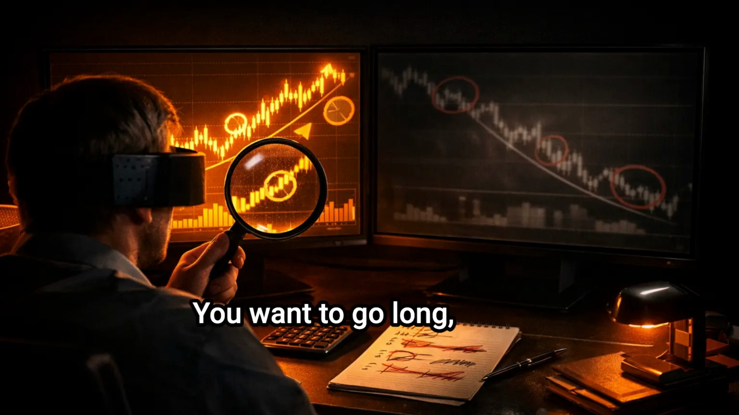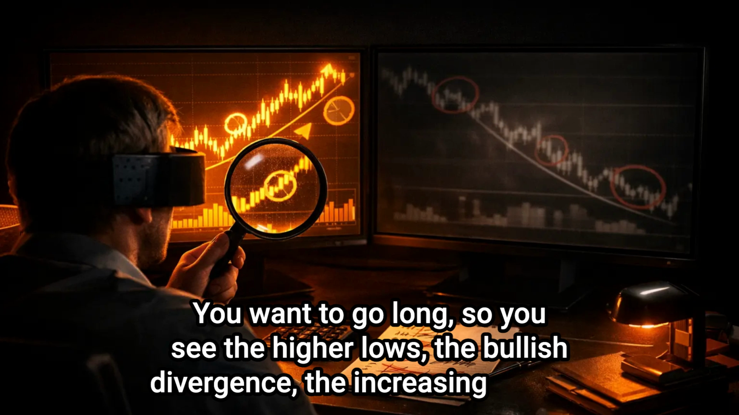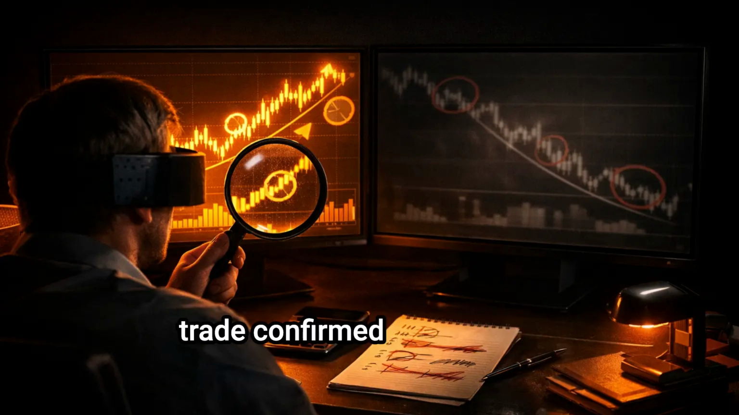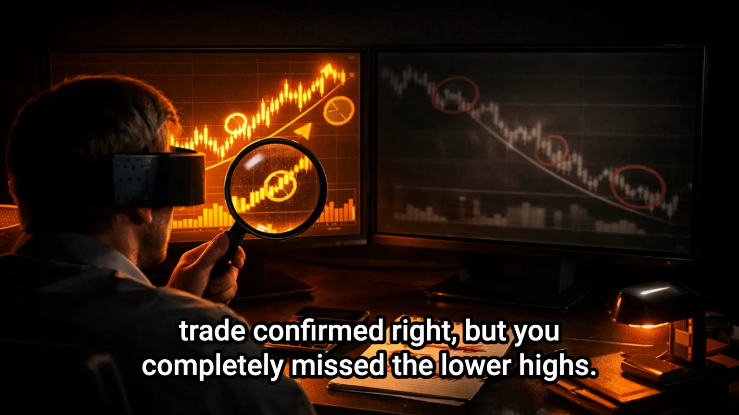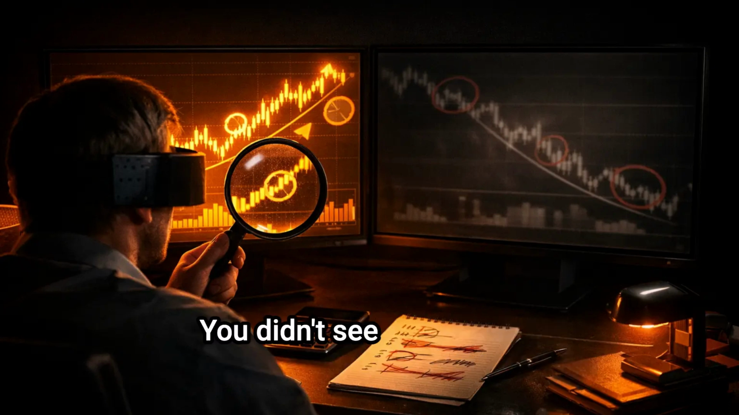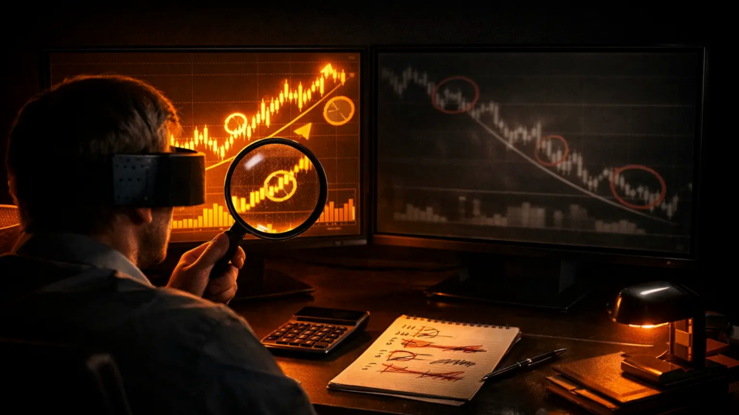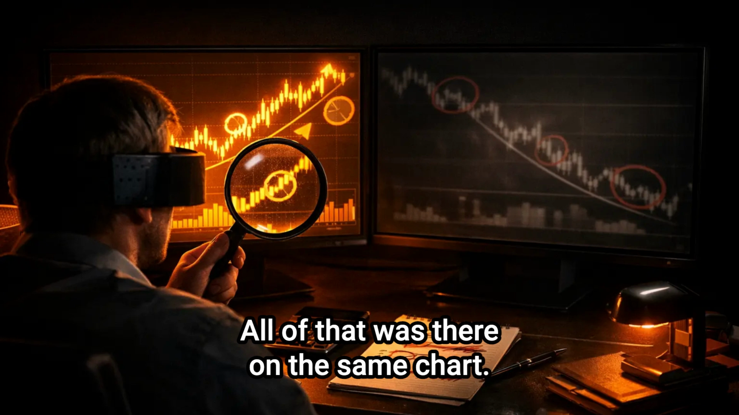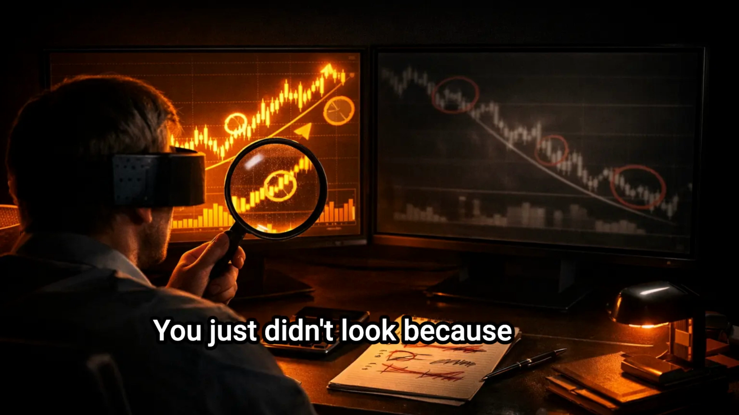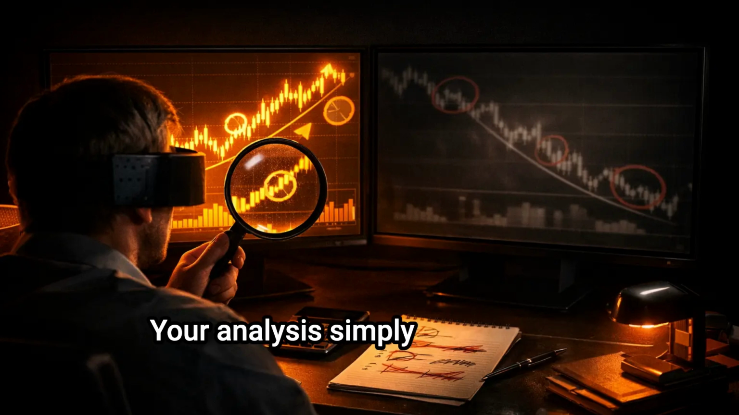Watch how this plays out. You want to go long, so you see the higher lows, the bullish divergence, the increasing volume. Trade confirmed, right? But you completely missed the lower highs. You ignored the resistance overhead. You didn't see that bearish cross on another time frame. All of that was there on the same chart. You just didn't look because you'd already decided what you wanted. Your analysis simply justified your bias.